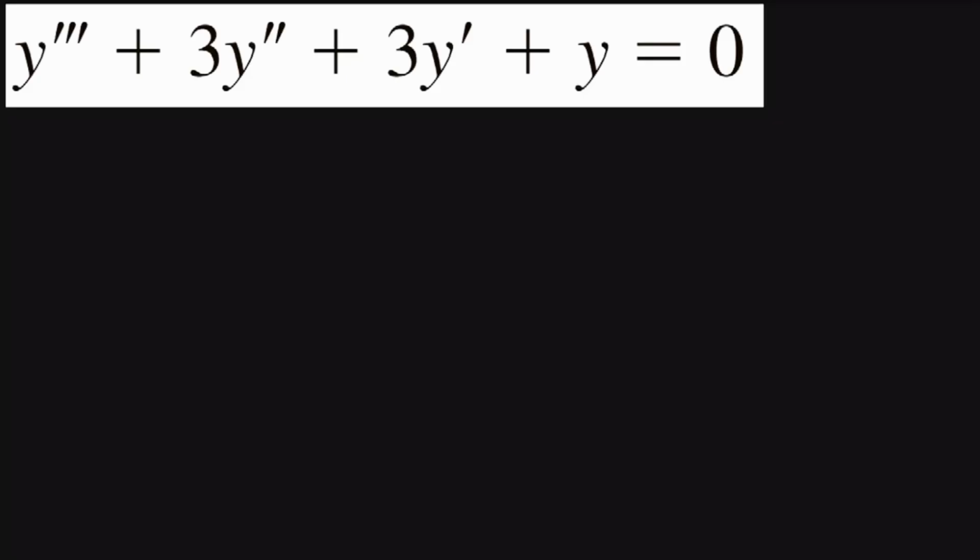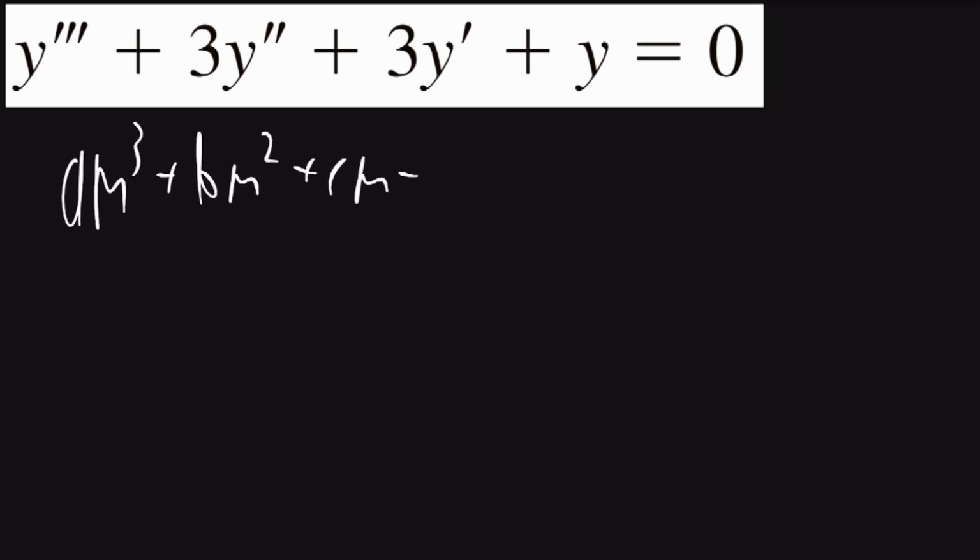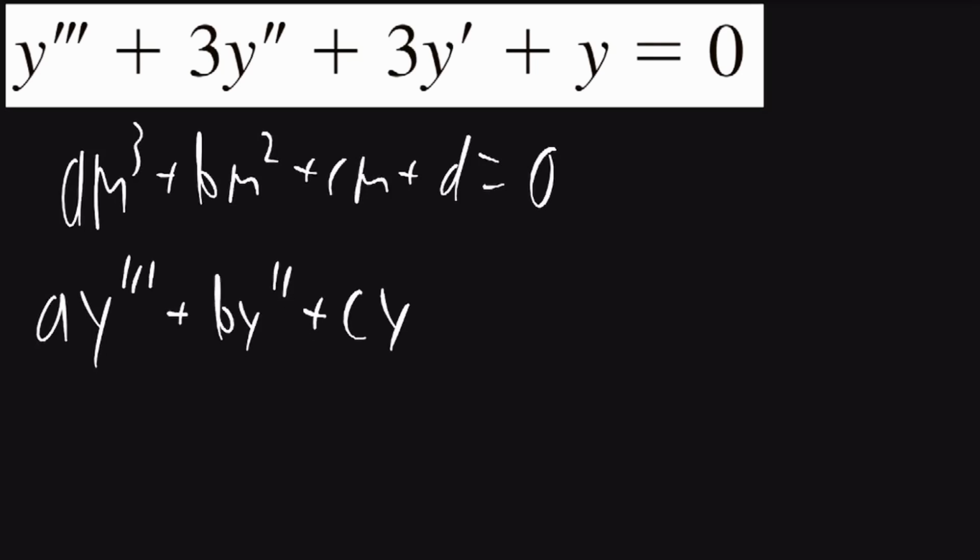For this problem, I'll find the auxiliary equation, which will be in the form a times m cubed plus b times m squared plus c times m plus d is equal to 0. And the differential equation will be in the form a times y triple prime plus b times y double prime plus c times y prime plus d times y is equal to 0.